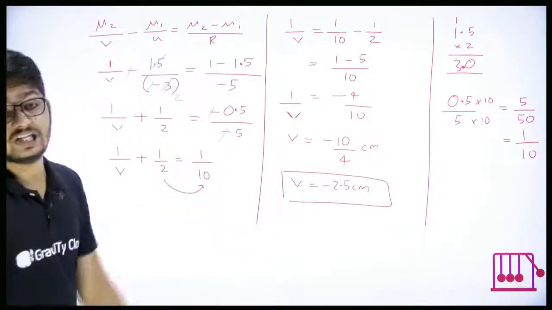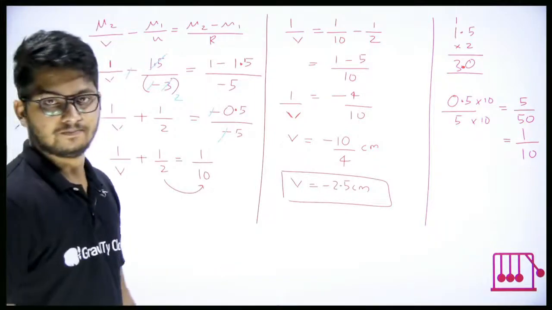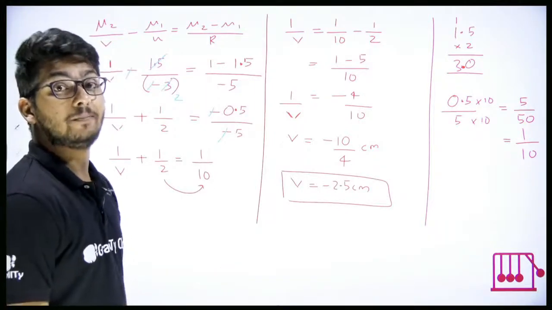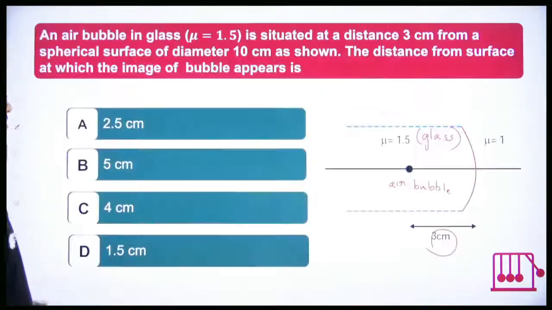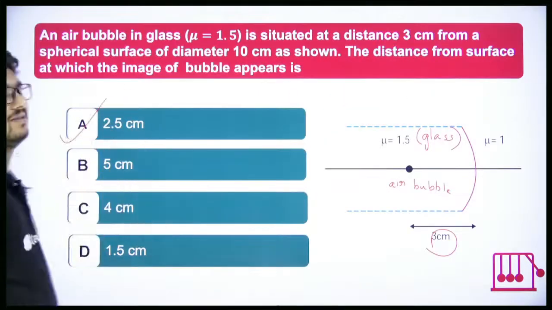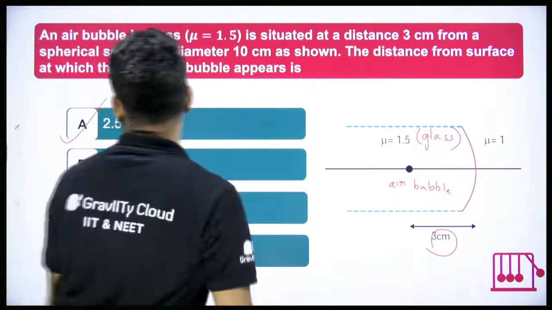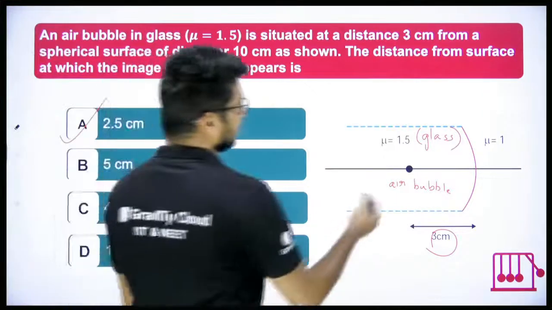See, we got the image distance with proper sign. Understood? Simple. So the answer will be option A. So where is the image, by the way?